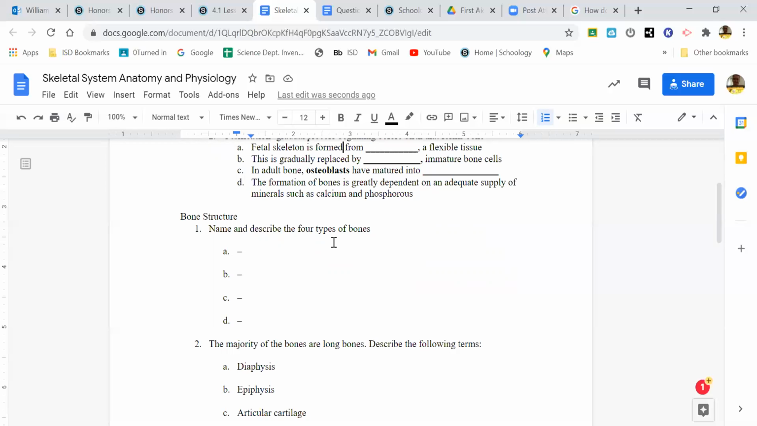Flat bones are plate-shaped bones. Think of your sternum, your scapula, and your pelvis. They're smooth and flat. Irregular bones have different shapes. Think of your vertebrae.